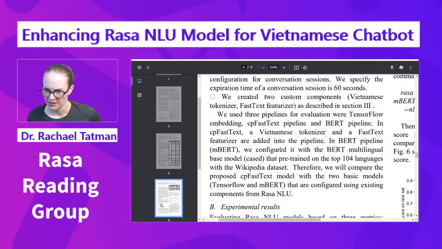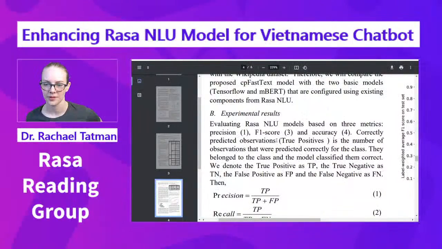And we just talked about all of these. For the BERT one, they use BERT multilingual base model cased, so uppercase and lowercase things are treated as separate. They're pre-trained on top of 104 languages with a Wikipedia dataset. And based on the citations and the tiny little snippets of Vietnamese in the citations, I think case is grammatically important in Vietnamese. Again, not a language that I'm deeply knowledgeable about. Therefore, we will compare the proposed model with the 2 base models, TensorFlow and BERT, that are configured using existing components from Rasa NLU. All right, let's see the experimental results.